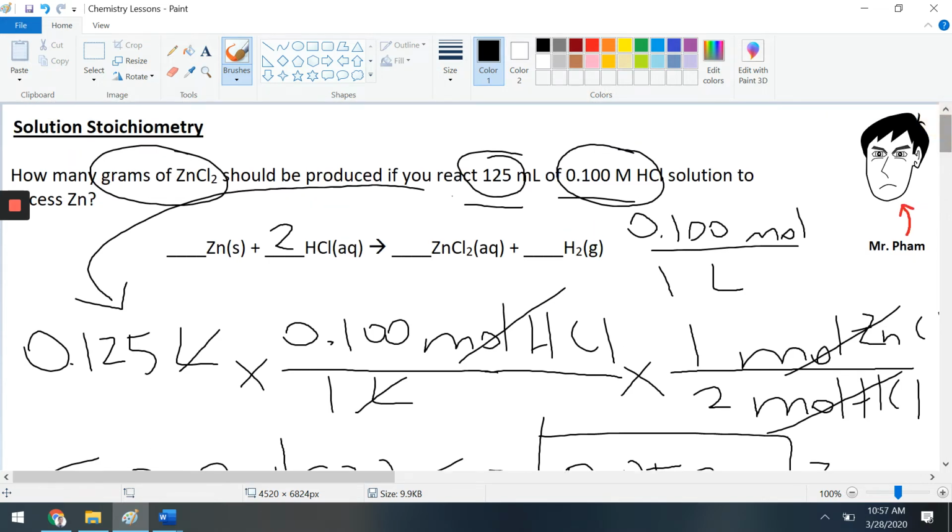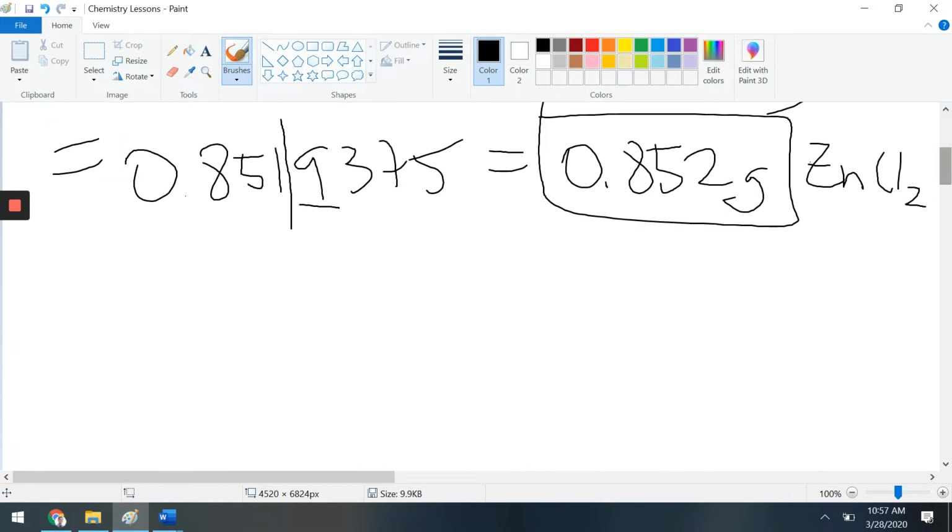So it says how many grams of zinc chloride should be produced if you react 125 mils of a 0.100 molar of hydrochloric acid solution to excess zinc. So at the answer at the end, this is how many grams of zinc chloride being produced, the 0.852 grams.